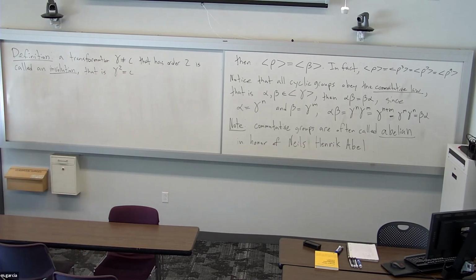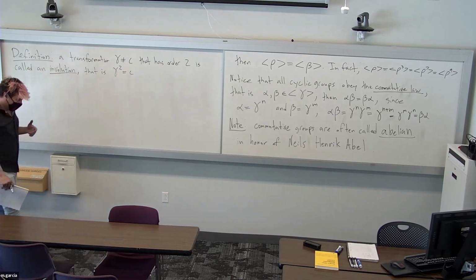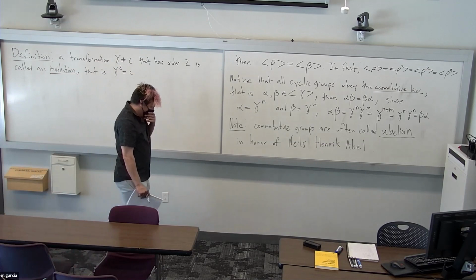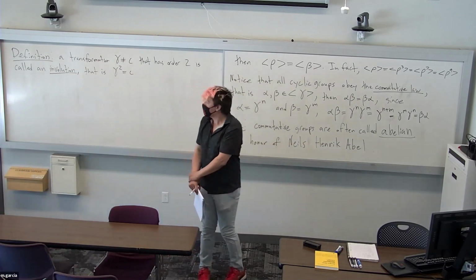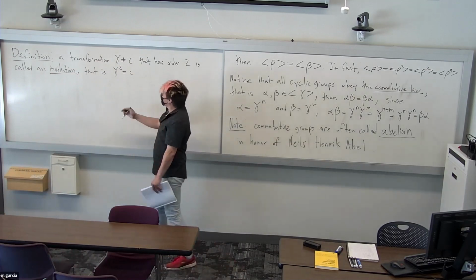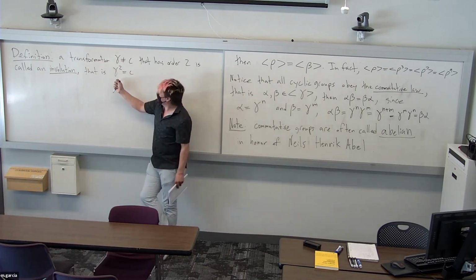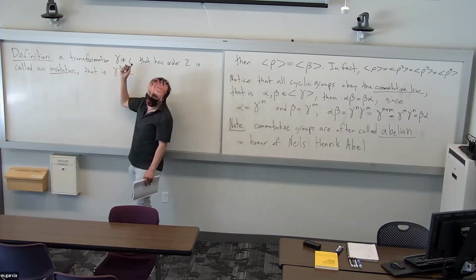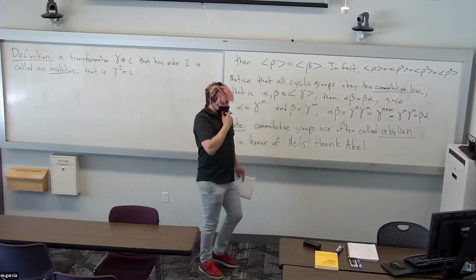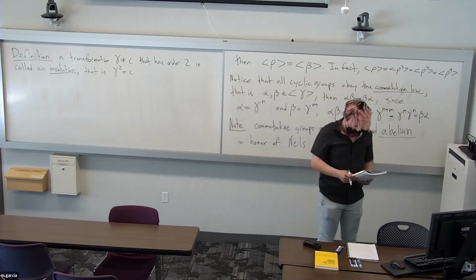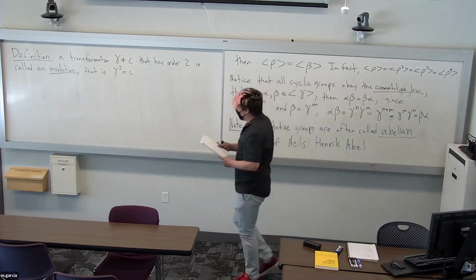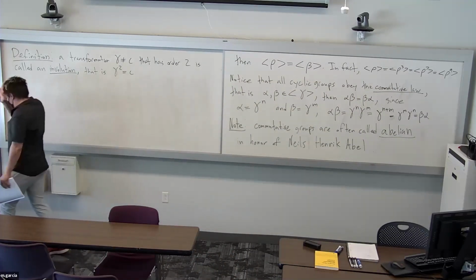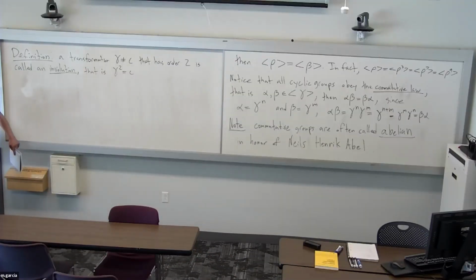Now, iota already doesn't have order 2, right? It's order 1. But iota satisfies this equation, right? That's the reason I say gamma not equal to iota. This might seem somewhat unmotivated, but here's the rub. Here's why this is interesting.